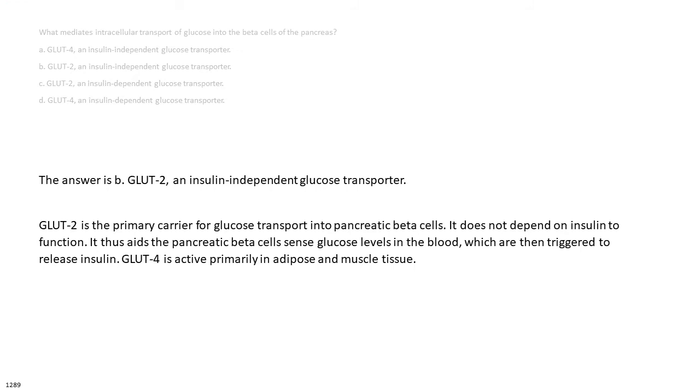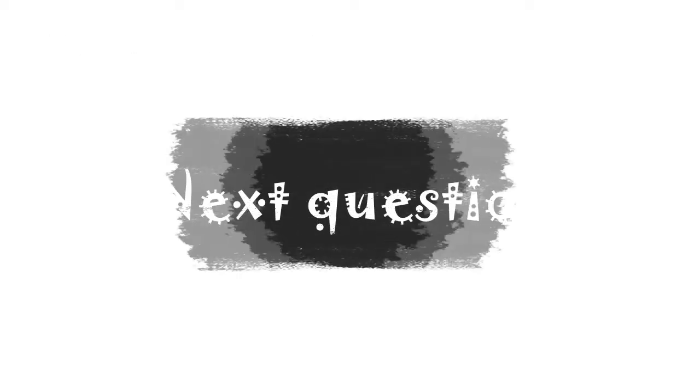The answer is B. GLUT2, an insulin-independent glucose transporter. GLUT2 is the primary carrier for glucose transport into pancreatic beta cells. It does not depend on insulin to function. It thus helps the pancreatic beta cells sense glucose levels in the blood, which then triggers them to release insulin. GLUT4 is active primarily in adipose and muscle tissue.